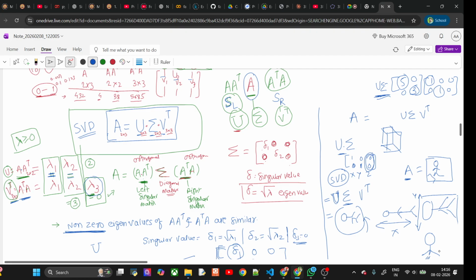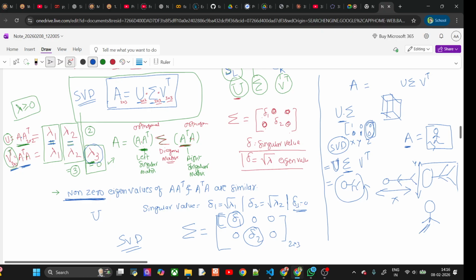I am not good at drawing, and this is not exactly the correct example, but this is what it is. If you see the actual A, it will also look the same, and your multiplication of U sigma V transpose will also give the same. So what we are doing here is, firstly, you are rotating, then stretching along the x and y axis, and afterwards you are rotating once again and bringing it to your actual position, or the required position.